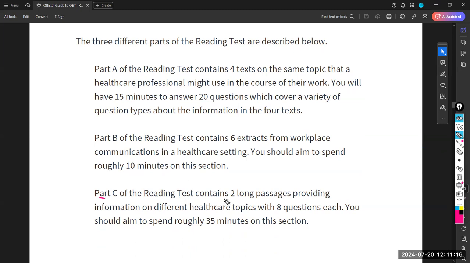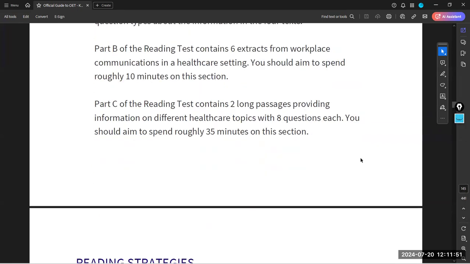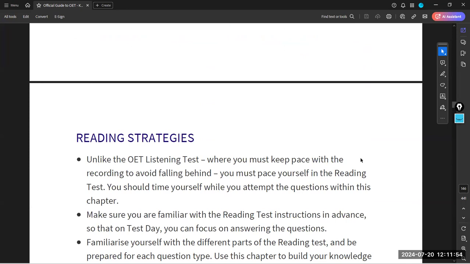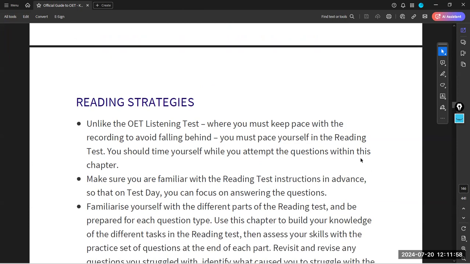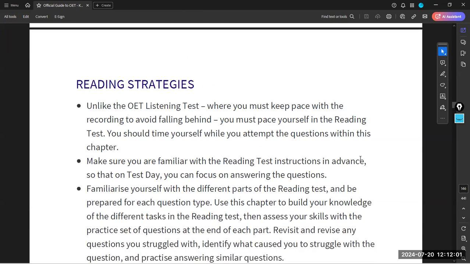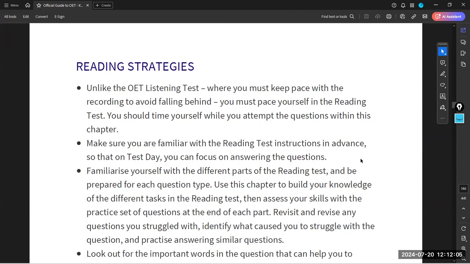Now, part C of the reading test contains 2 long passages. These passages are going to be the longest. Absolutely all the texts are going to be about the medical workplace, and we have 8 questions for each one. You should aim to spend roughly 35 minutes on this section because, as I told you, it is the longest. So absolutely, you have to spend more time on solving the questions in part C. So this is it. We notice that it's the same as listening. The 3 parts in listening, A, B, C, and the 3 parts in reading, A, B, C. But we notice that in A, we have 4 passages. We have passage A, passage B, passage C, and passage D.